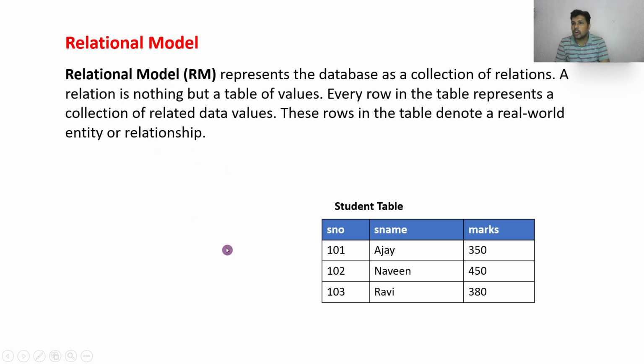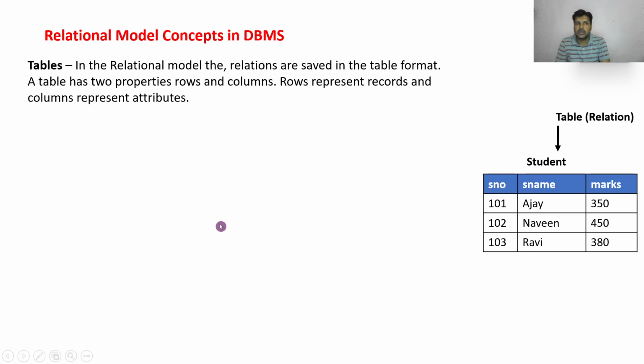Let us see some of the concepts of the relational model. First, the table. In the relational model, relations are saved in table format, and a table has two properties: rows and columns. Data is represented in the form of a table. A row represents a record, so each row is a record. You can see there are three records, and columns represent attributes, so columns are called attributes.